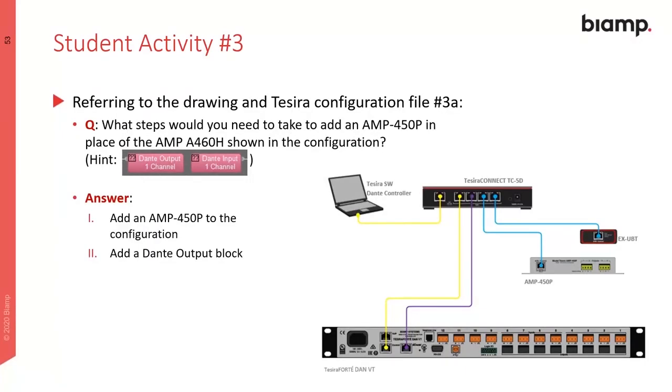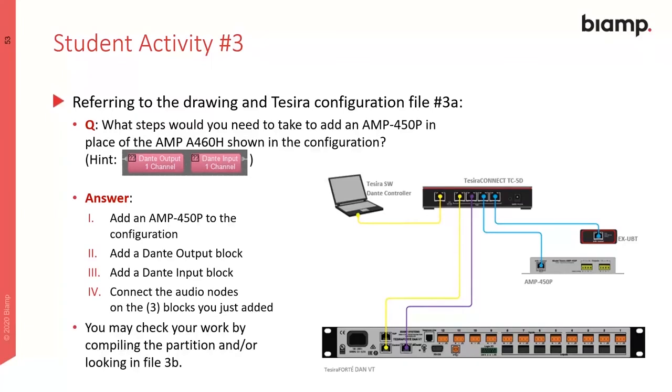So the answer is just add AMP450p, add Dante IOs, one input to one output, and connect the nodes between the TesiraCONNECT 5 and D. That's it. If you want to verify your work, just open the 3B file.